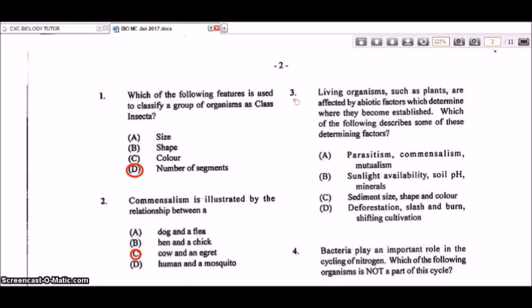Question 3. Living organisms such as plants are affected by abiotic factors which determine where they become established. Which of the following describes some of these determining factors? So abiotic factors meaning the non-living factors in the ecosystem. So that would be sunlight availability, soil pH, and minerals. So B.